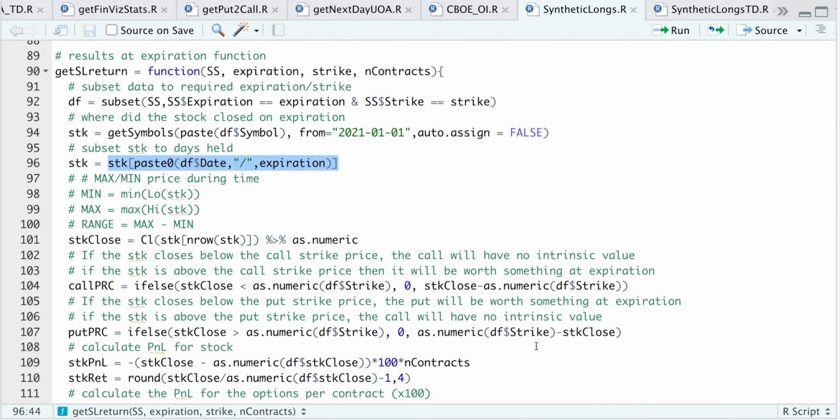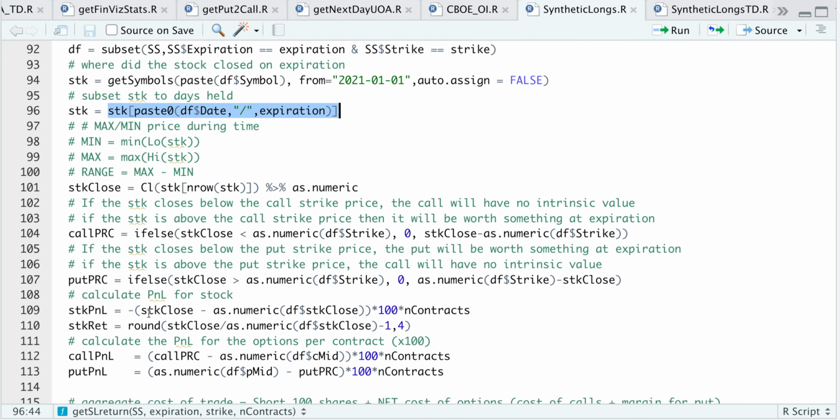So to calculate the P&L, for the stock, I'm going to grab the stock close, which is the price at expiration, minus our entry price, multiplied by 100 times the number of shares or contracts. And then I'm going to get the percentage return. And I'm also going to do the same for the options. So our entry price minus what we paid times 100 times the number of contracts.